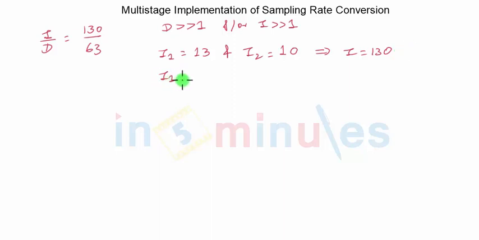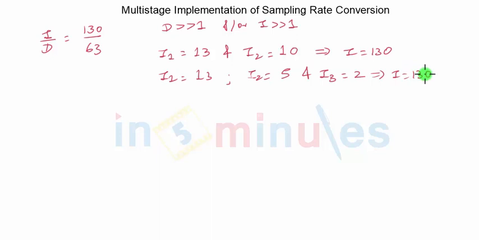I can split this further. I can have the first stage of interpolator with a factor of 13, the second stage with the factor of 5, and I can have a third stage of interpolation which will be by a factor of 2. So this will also give me the overall interpolation by the factor of 130. As you can see, 13, 5 and 2 will multiply to 130 once again. Similarly, I can apply this to decimation also.